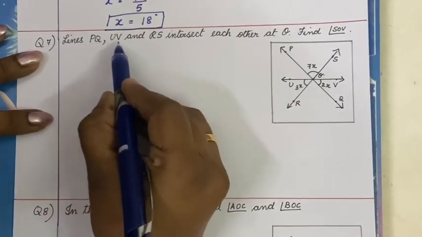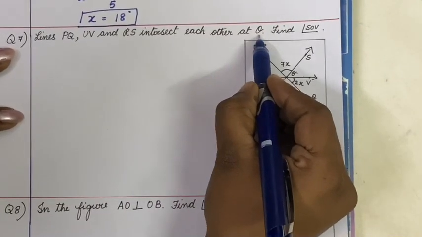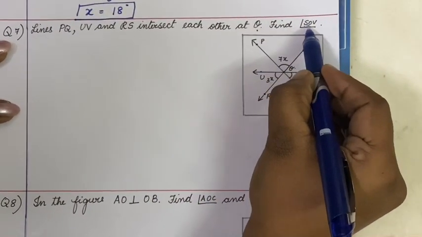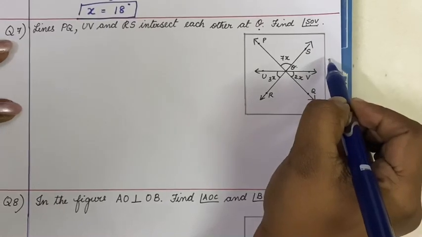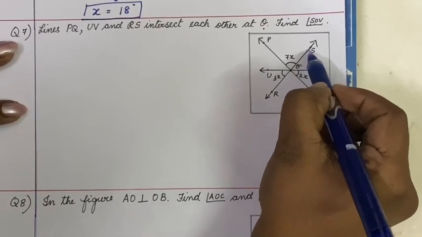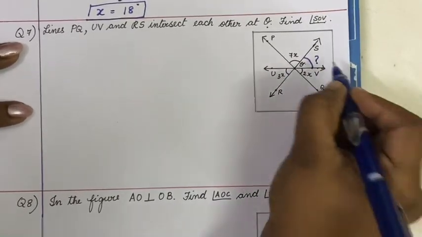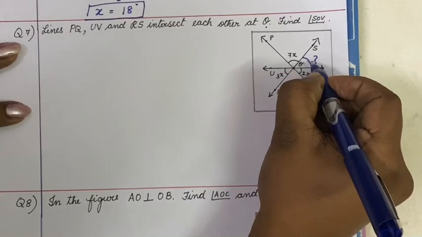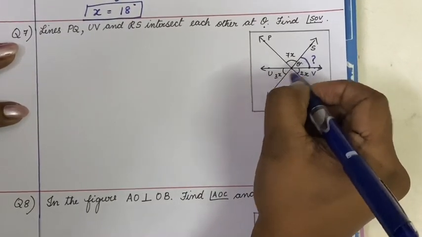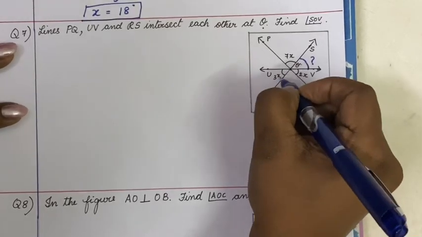Lines PQ, UV and RS intersect each other at O. Find angle SOV. So from the figure we'll first find what is SOV. So SOV, this is SOV. We are actually supposed to find this missing angle, but nothing is given about this missing angle. Only thing I know is its vertically opposite angle is actually 3x. So first let's apply that concept.